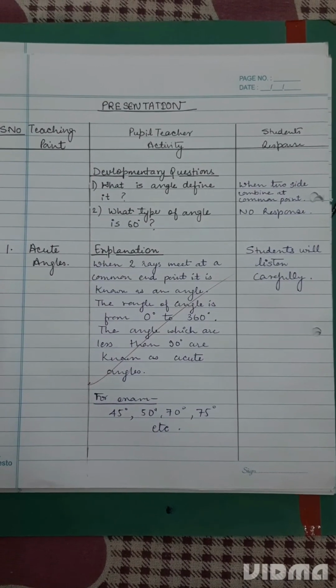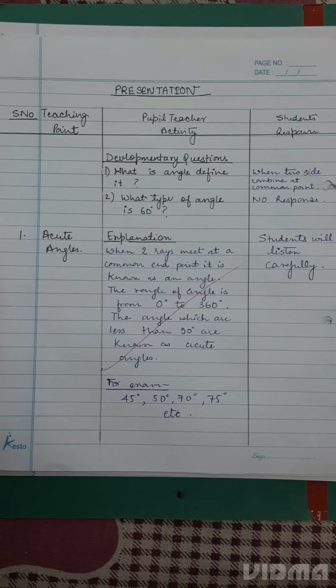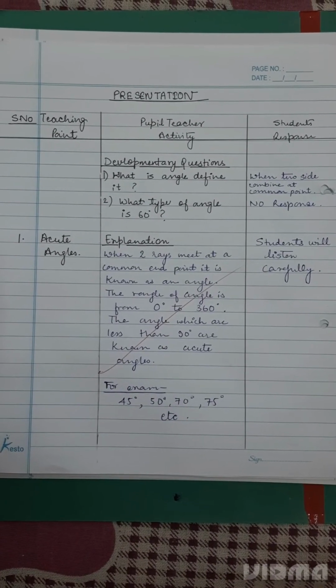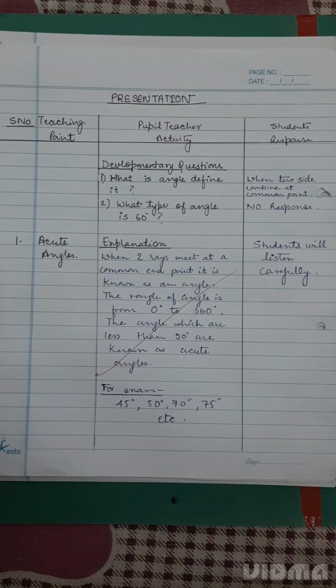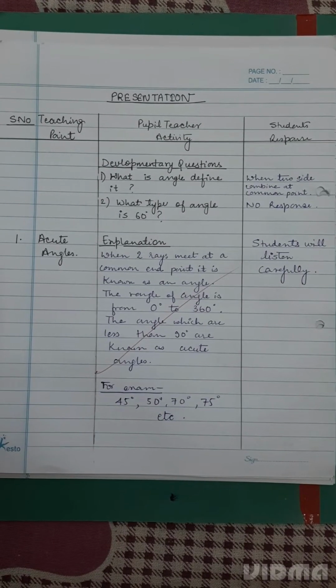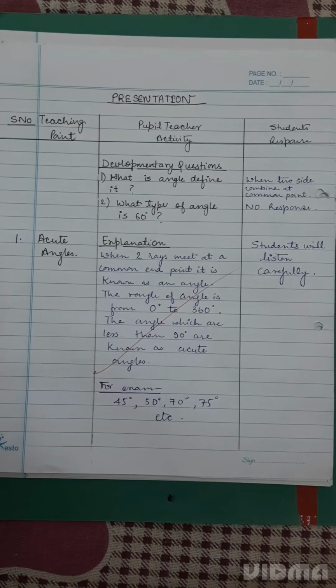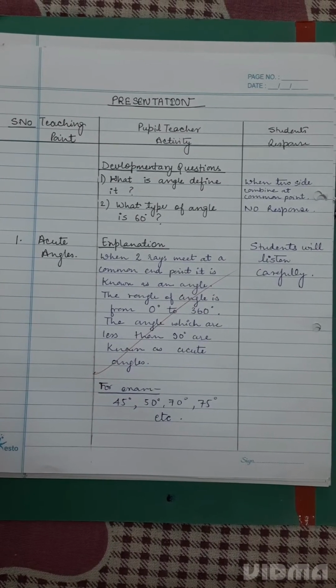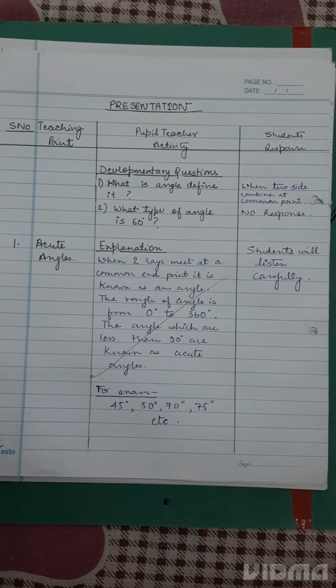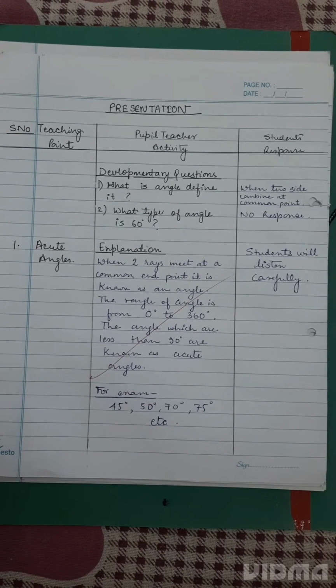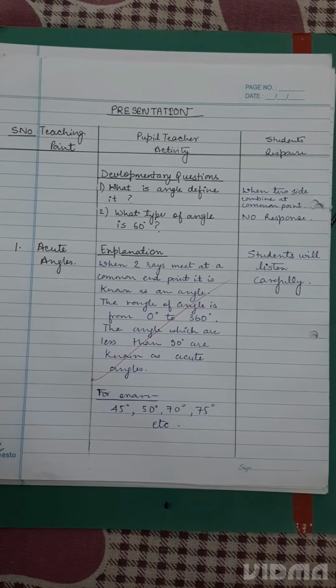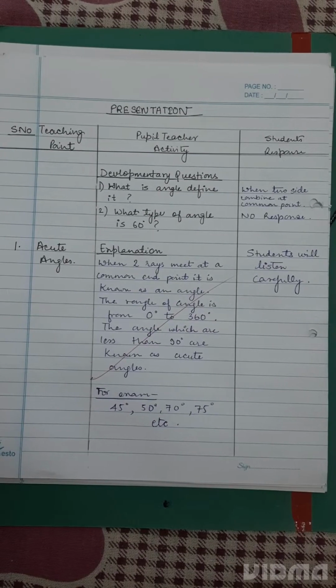So now we will make the presentation. You have to write serial number, then teaching point, then pupil teacher activity, then student response. Proceeding further, developmental questions you have to ask first. First question is, how is an angle defined? The student response, when two sides combine at a common point. The second question, what type of angle is 60 degrees?